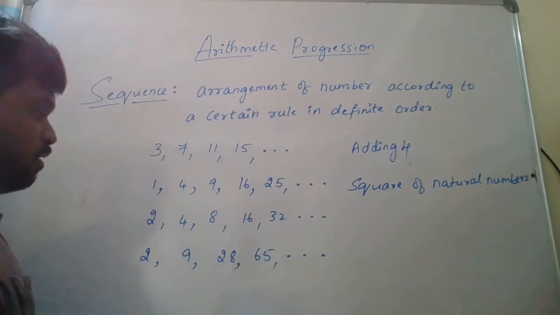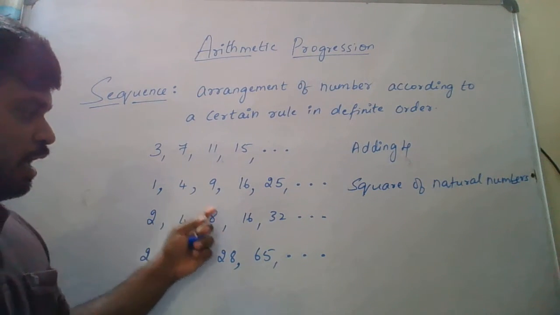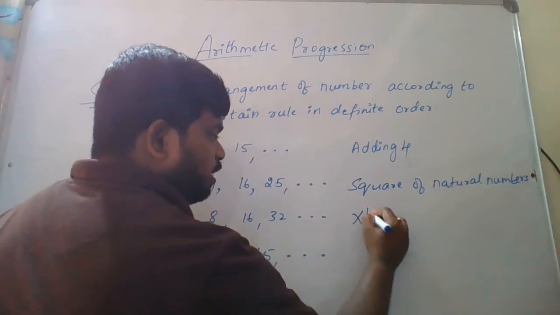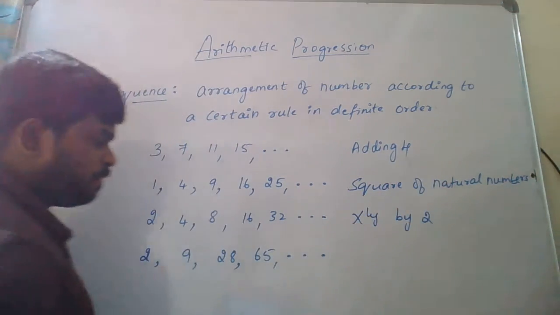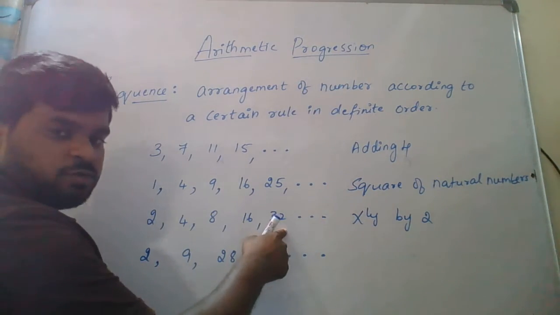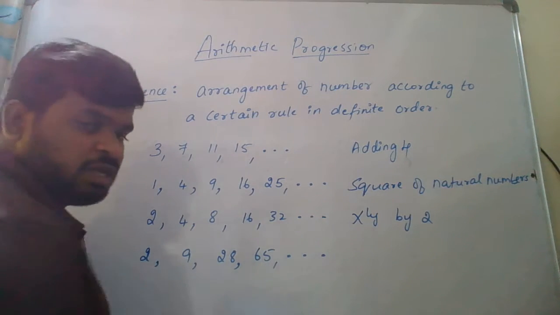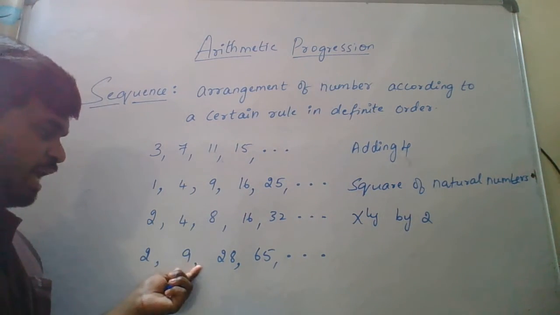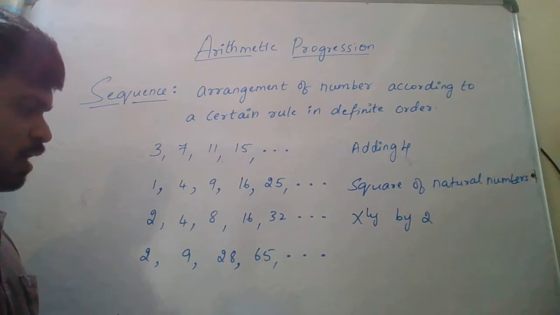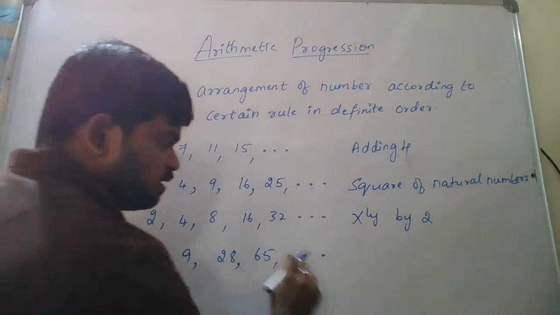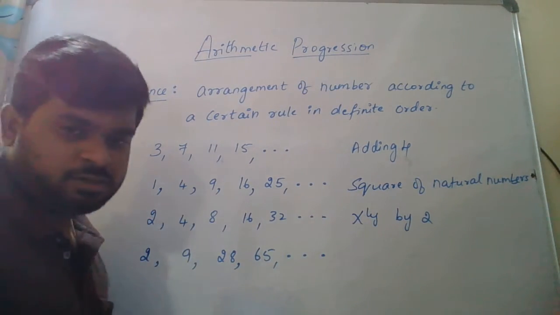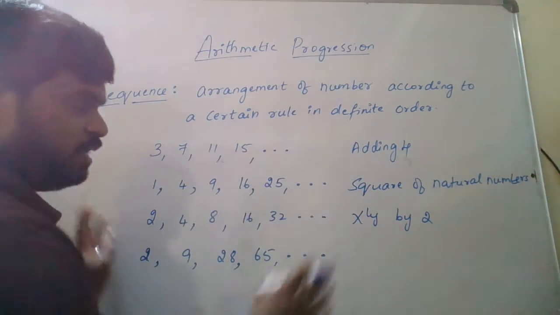So in an increasing order, 2, 4, 8, 16, 32. What must be the rule here? Multiplication by 2 for each term. 2 2s are 4, 4 2s are 8, 8 2s are 16, 16 2s are 32 and so on. This is also a sequence. 2, 9, 28, 65. What must be the rule for this? Observe carefully. I'll leave it as a task for you. Try to find it. What is the rule here? What is the pattern here? Okay. So there are so many sequences.